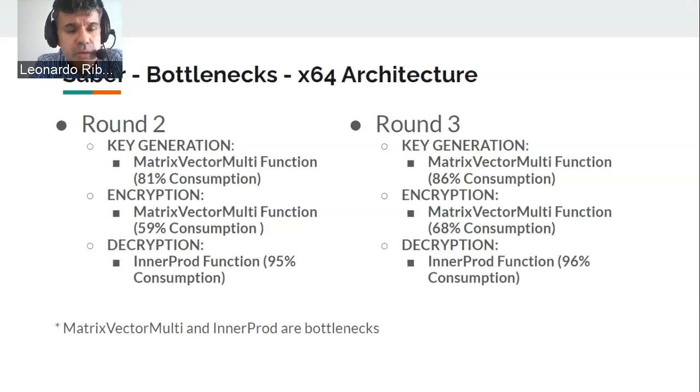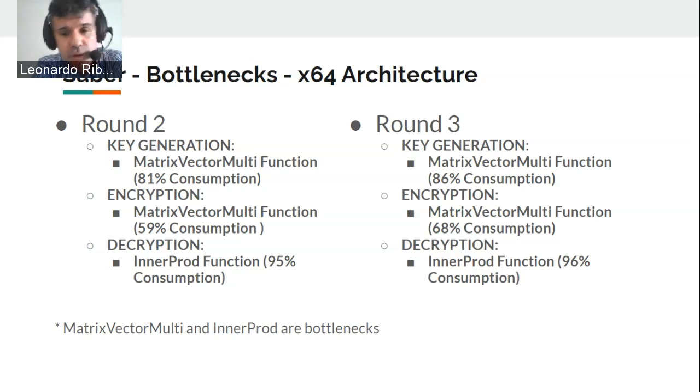And we also tested Saber, and we have found some bottlenecks in the code. While testing round 2 code, we found that while executing key generation functions, the matrix vector mode function was the one with the highest consumption. And we also tested round 2 code, and the matrix vector function was also the function with the highest consumption.